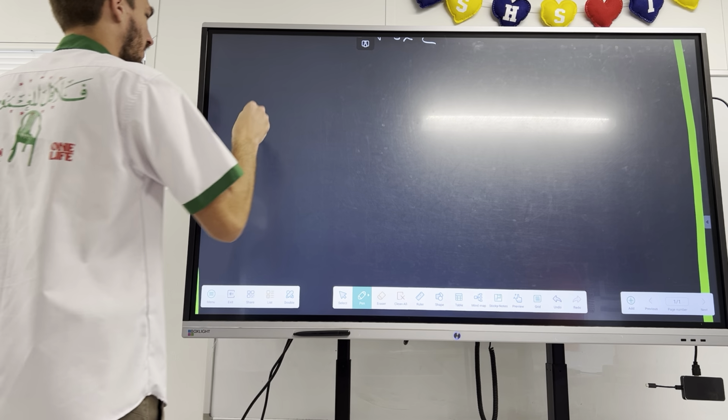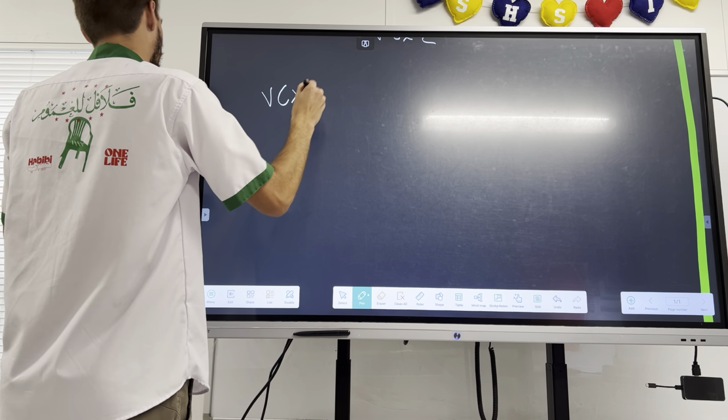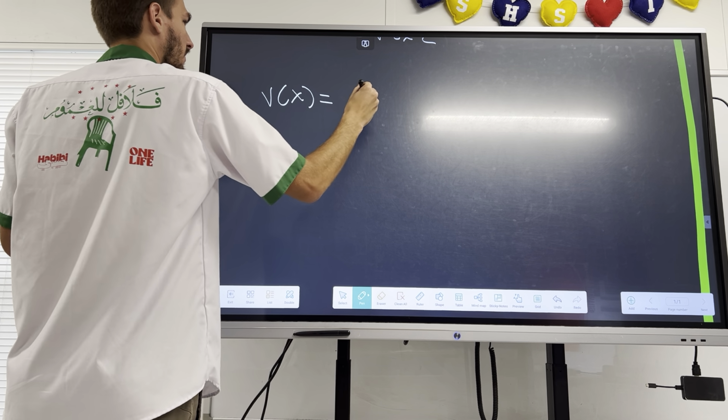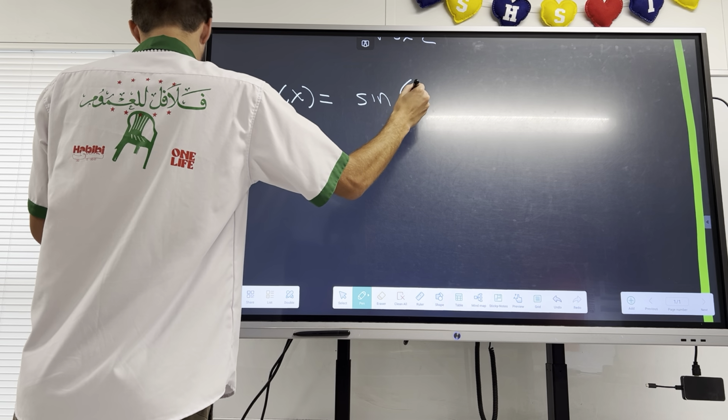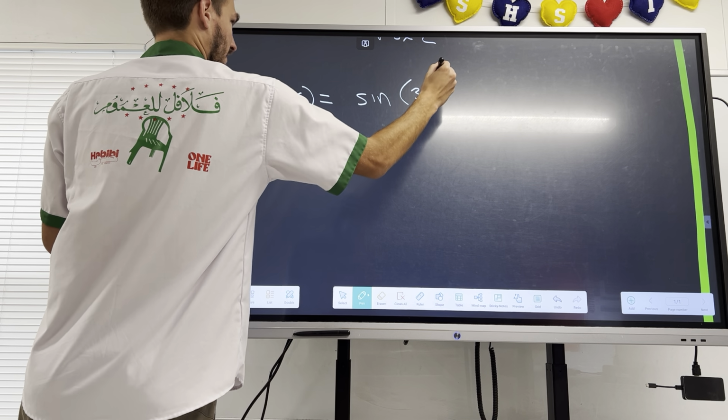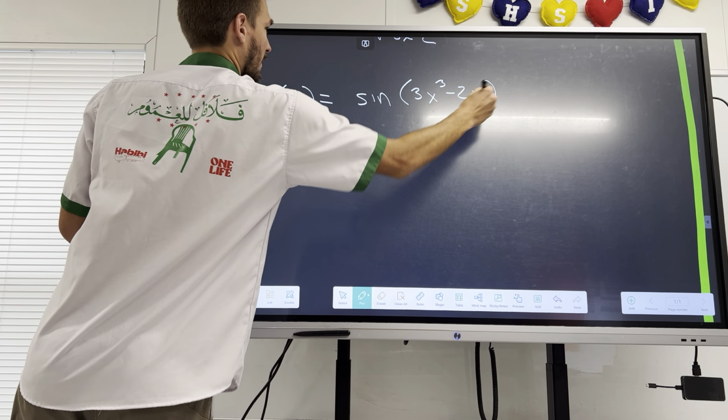Let's do v of x is equal to sine of 3x cubed minus 2x.